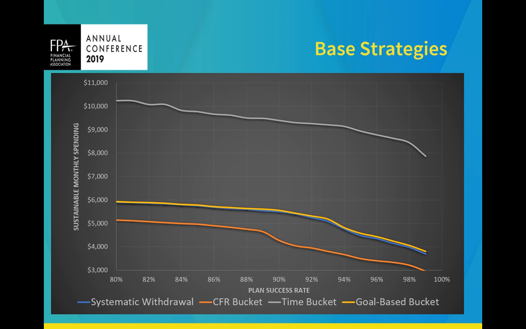We have sustainable monthly spending, and then we have the plan success rate. We can see that they look very similar. However, we'll look at the cash reserve strategy, which should be very interesting. Because of the cash allocation, it seems to lack compared to systematic withdrawal and the goal-based bucket. Again, the goal-based bucket depends on your goals and can be very different. Our goal-based bucket here is very aligned with systematic withdrawal because we don't have any really big goals, just some travel and education for grandkids. However, one thing we point out is the time bucket strategy.